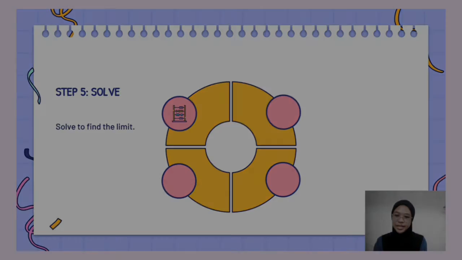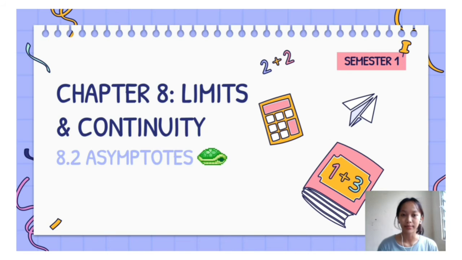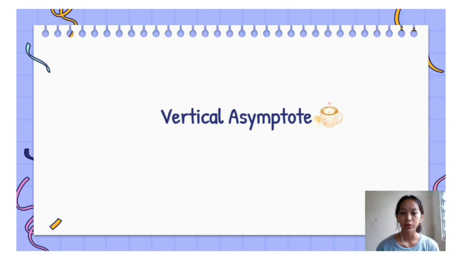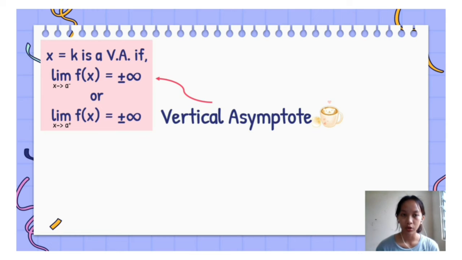Let's solve from meeting 8.2, Asymptotes. Firstly, we have the vertical asymptote. X equals k is a vertical asymptote if limit f(x) when x is approaching a from the left side is equal to positive or negative infinity, or when limit f(x) where x is approaching a from the right side is equal to positive or negative infinity.